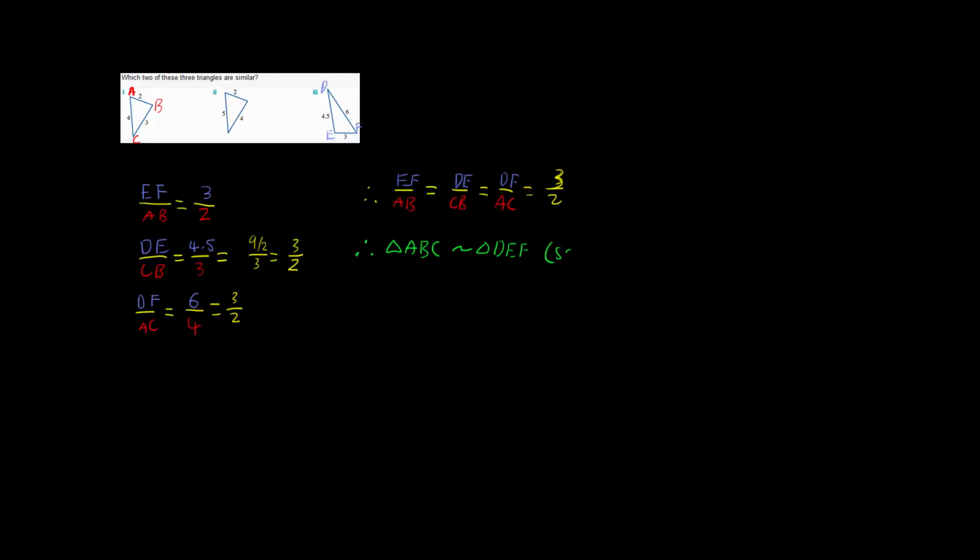because we used the side comparison. So that's it. By checking the three sides and seeing that they have the same scale factor, the same ratio of one side over the other, we can say that these two triangles are similar through side, side, side.